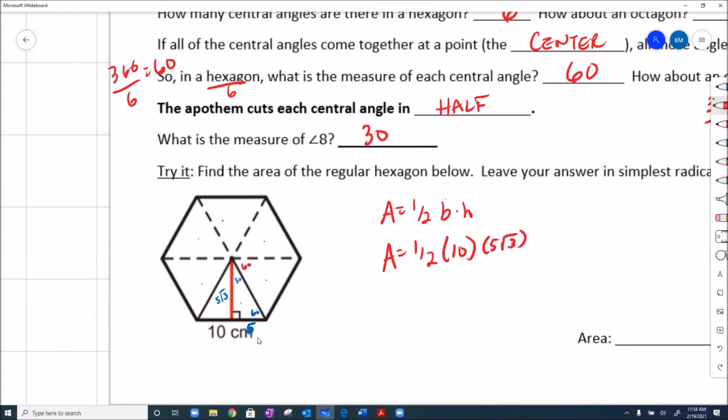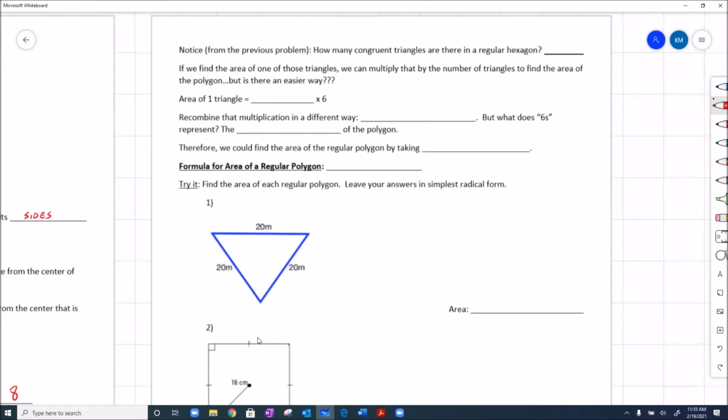And so the area of one triangle would be 5 times 5 radical 3, 25 radical 3. That's the area of one triangle, centimeters squared. But there are 6 of them. So we multiply that by 6 to find the area of the whole figure, and that gives us 150 radical 3 centimeters squared.